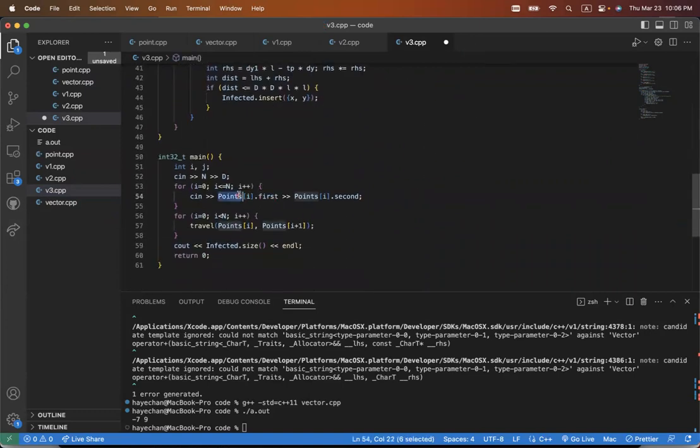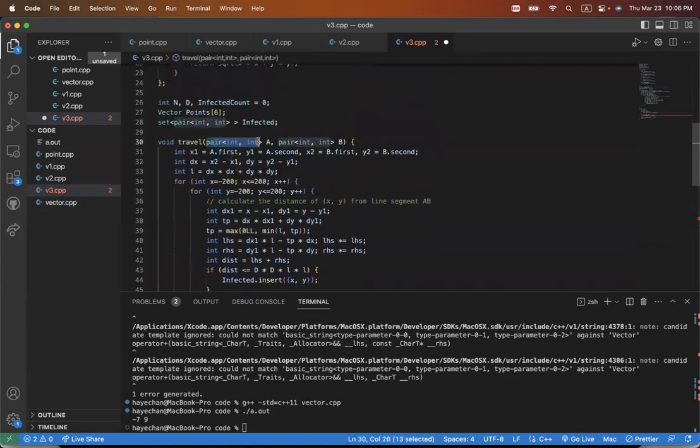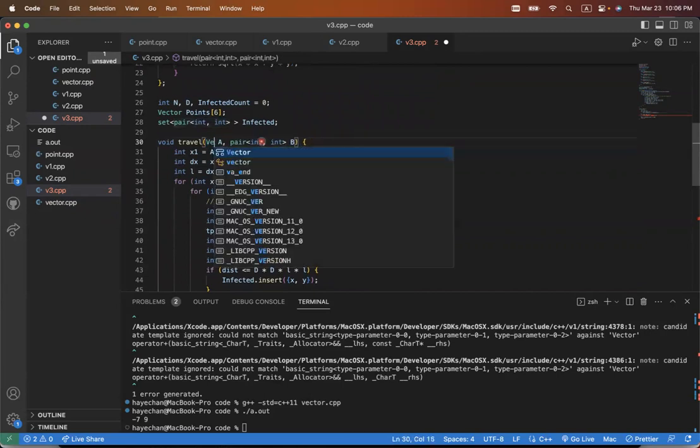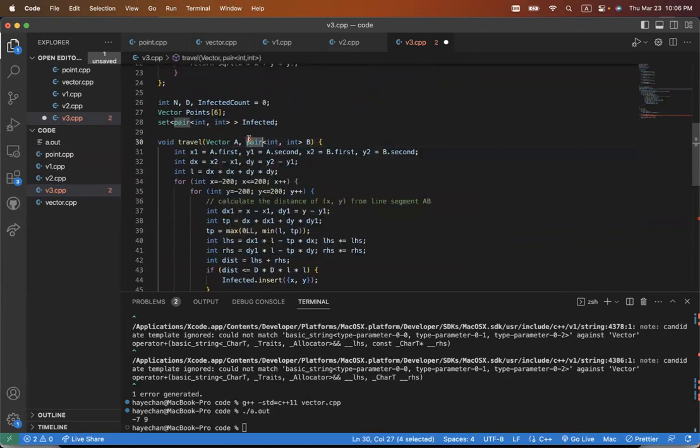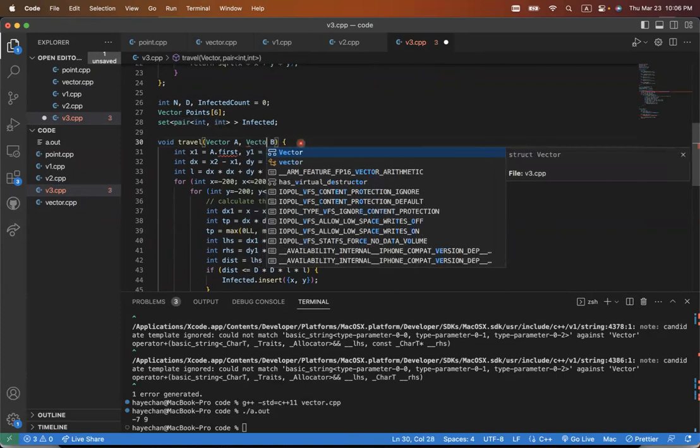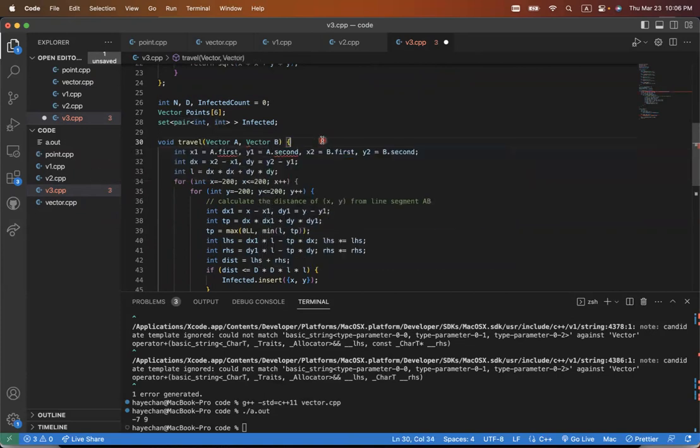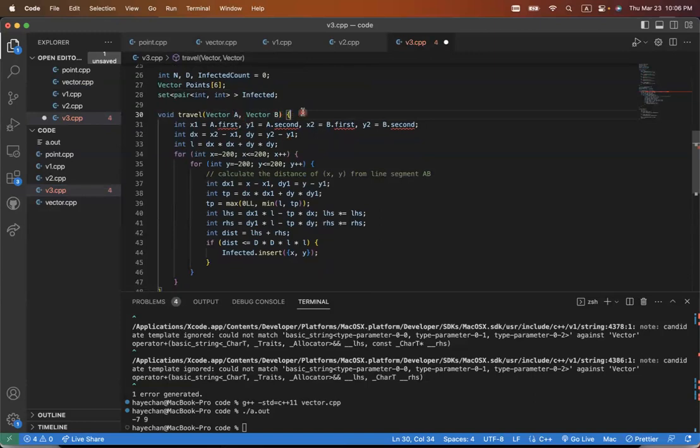And so you read those points. Now that we're using struct, it's no longer dot first, dot second, it's dot x and dot y. Clearer names, right? Dot x, dot y is definitely better than dot first, dot second. And then when you travel, we need to redeclare A and B to be vector. They're really points again. Vector is kind of a misnomer, but I'm too lazy to typedef it into point here. Okay, so we're going to travel from A to B.